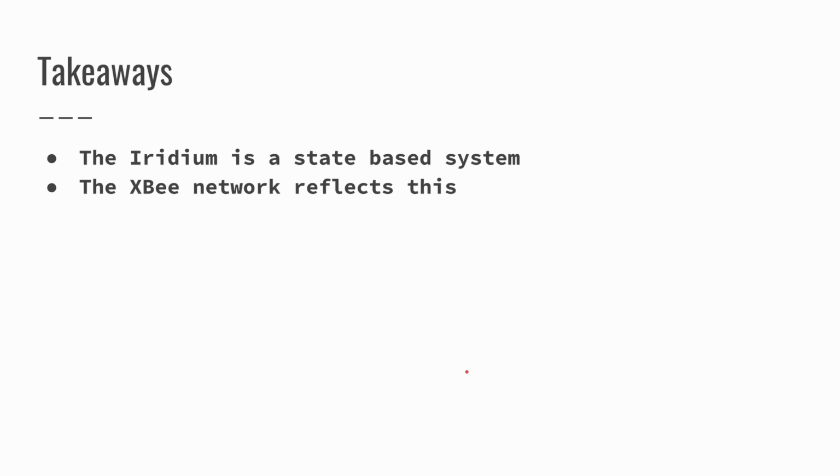So these are the 2 takeaways, really. The Iridium is a state-based system. That's the main thing you need to understand: the Iridium is a state-based system, and the XBee network reflects this, because it's downstream of this bottleneck.